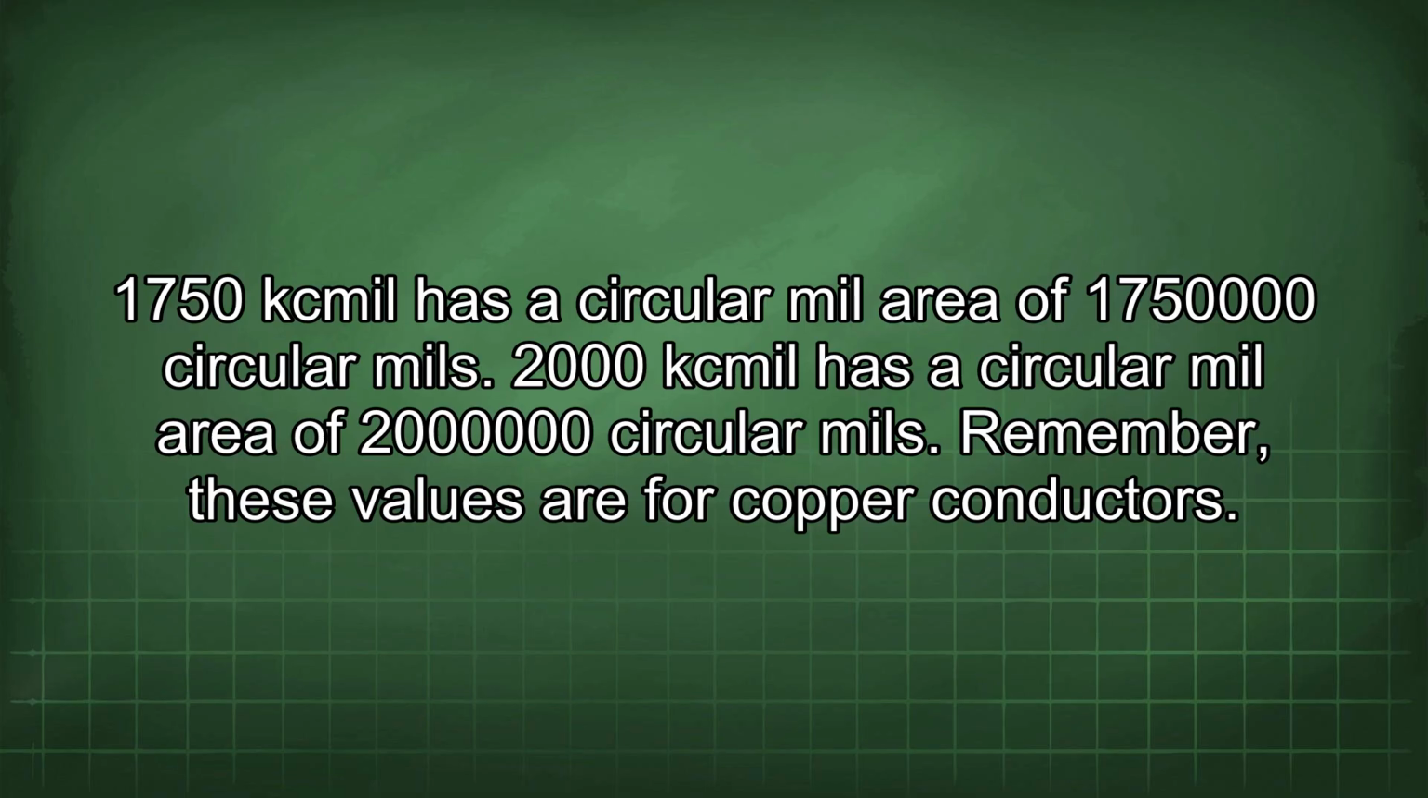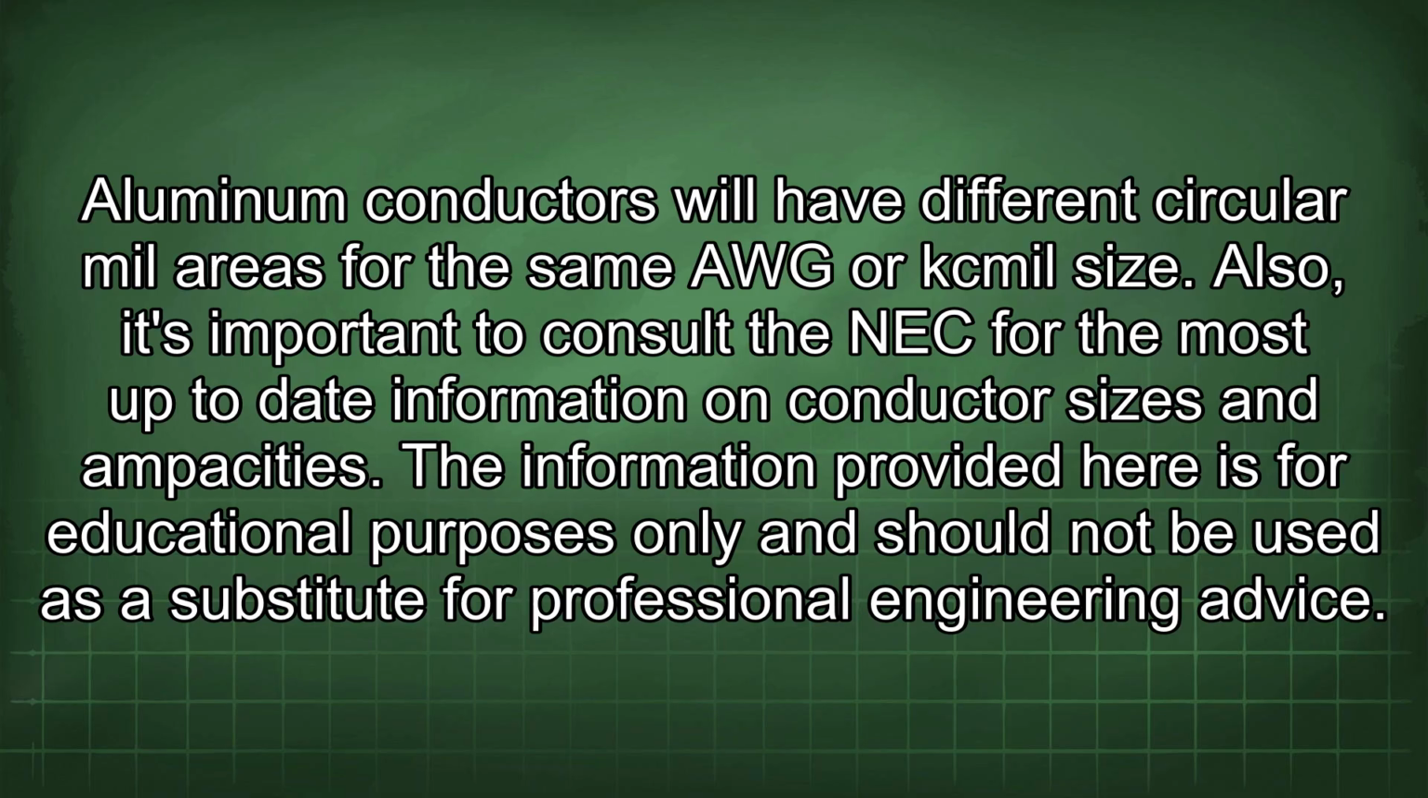1750 kcmil has a circular mil area of 1,750,000 circular mils. 2000 kcmil has a circular mil area of 2 million circular mils. Remember, these values are for copper conductors. Aluminum conductors will have different circular mil areas for the same AWG or kcmil size.